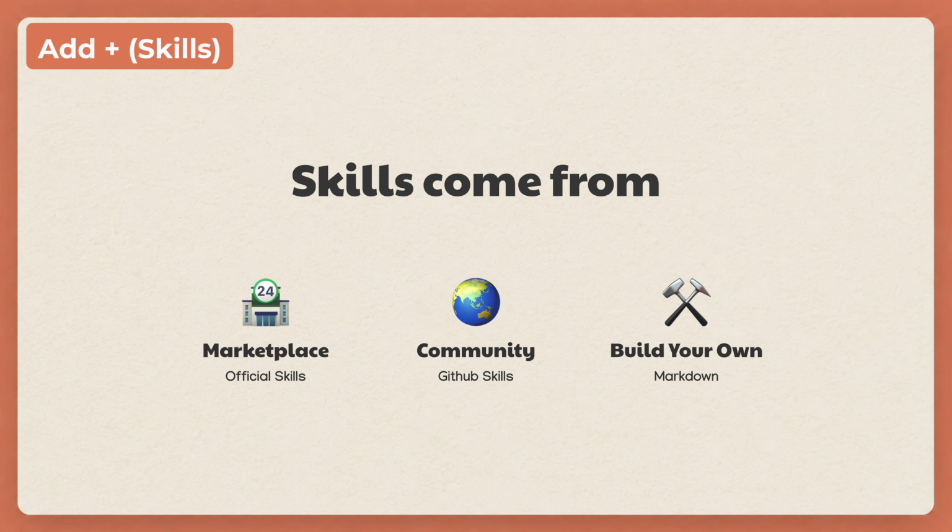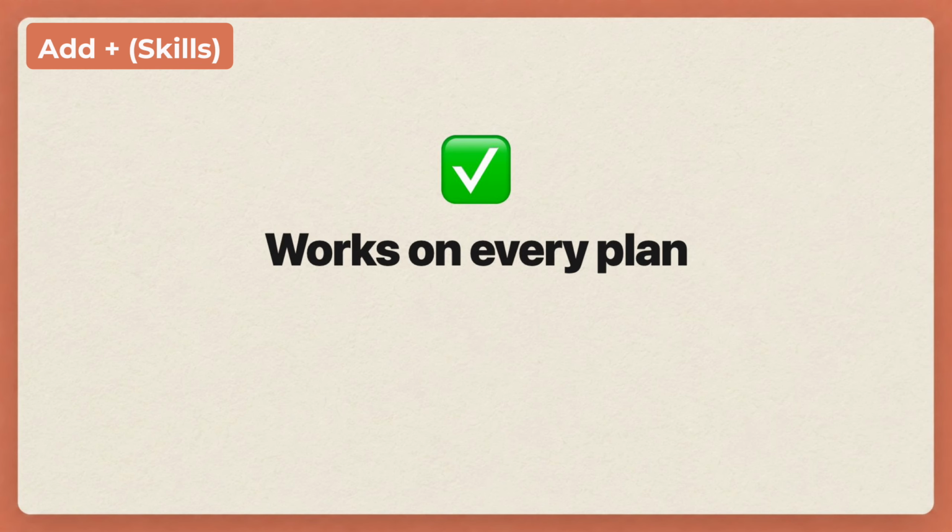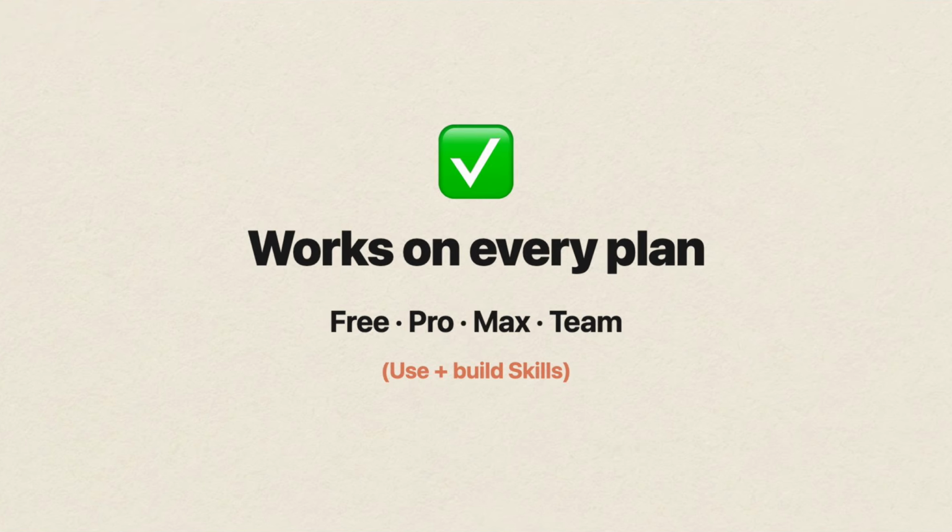Skills come from 3 sources. First, the official marketplace. Second, the community, where you search Claude skills on GitHub and find plenty pre-built. Third, build your own, which is just a markdown file. Every plan, including free, can use skills and build custom ones.